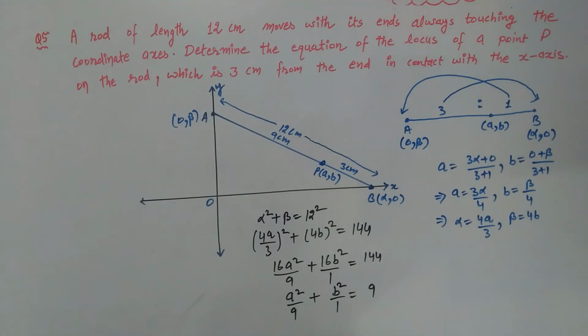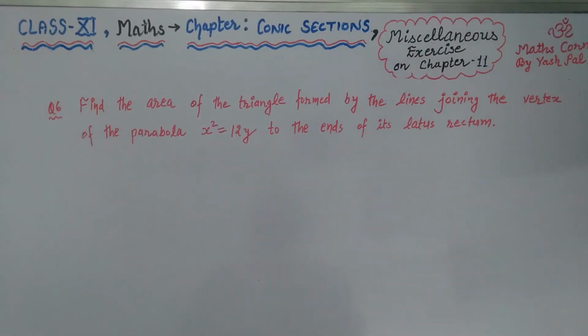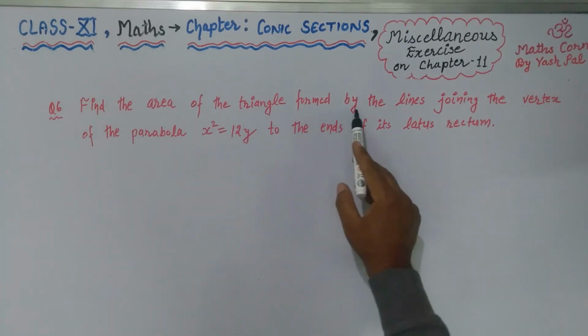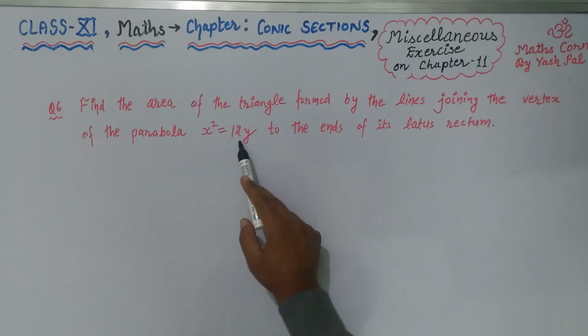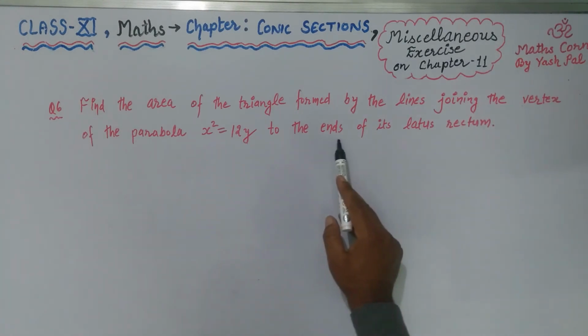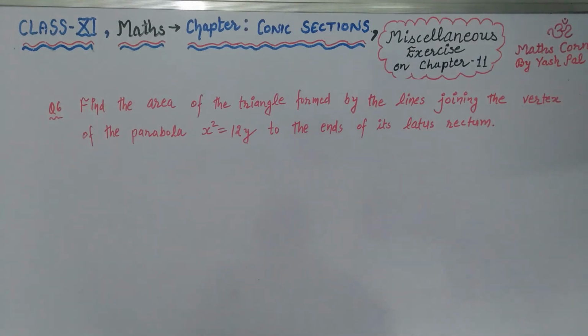Now what is the next question? Question number 6. Find the area of the triangle formed by the lines joining the vertex of the parabola x square is equal to 12y to the ends of its latus rectum. x square is equal to 12y is the upward parabola. What is this?